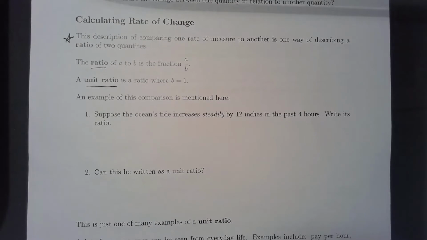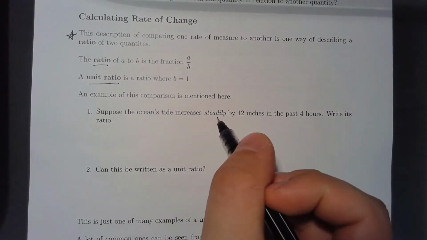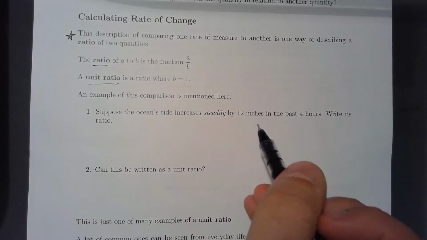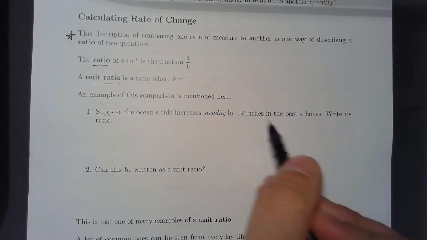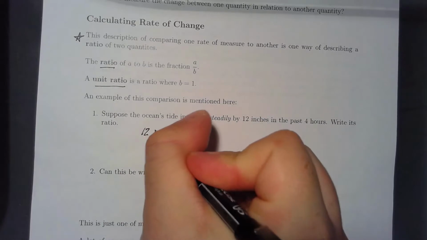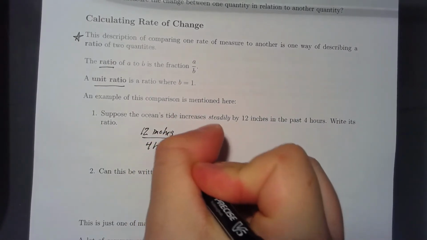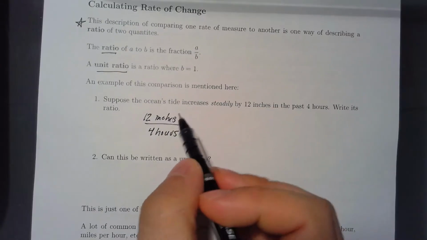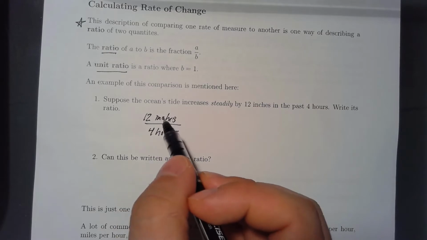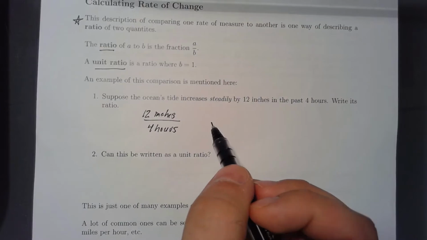One such example is right here. Suppose the ocean's tide increases steadily by 12 inches in the past 4 hours. Write its ratio. Well, this is a comparison of 12 inches to 4 hours. So writing this as a ratio is just 12 inches over 4 hours. All we're saying here is we're comparing 12 inches to 4 hours. This is a ratio of one unit to another unit, or one quantity compared to another quantity.